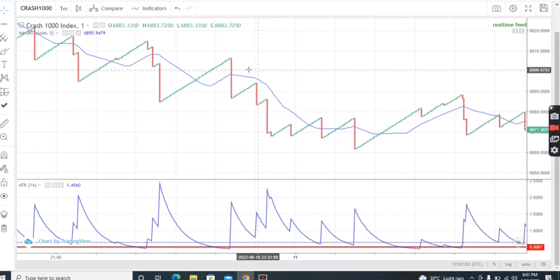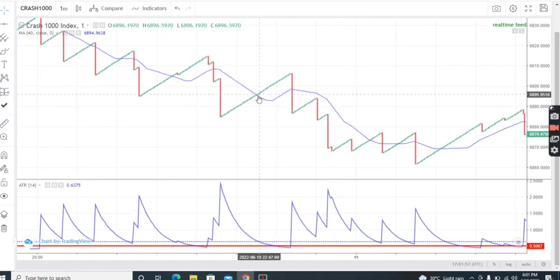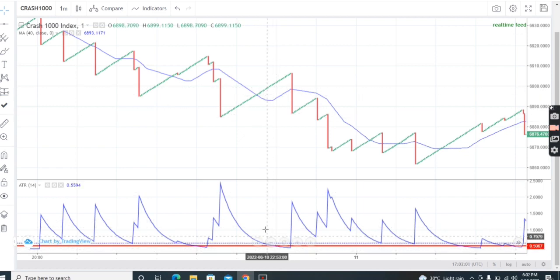Remember, we are buying Crash 1000 with this strategy. Look at it again. The first and second conditions are met. You place a buy, you get 6 candles, you close, you are out. As easy as that, guys. Look at it again here.